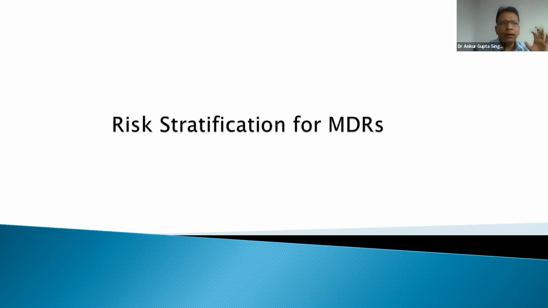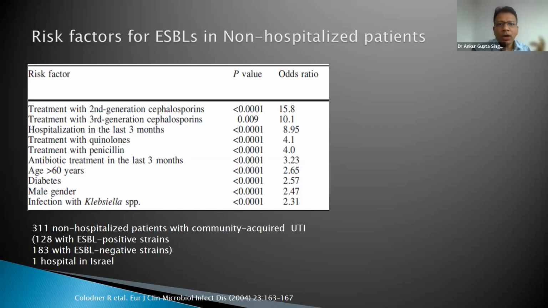MDRs. And basically, there are three big risk factors: prior history of antibiotic intake in the last 90 days, prior hospital or healthcare exposure, and comorbidities like diabetes, renal failure, or an immunocompromised situation. As you will see, what are the risk factors for ESBLs? See, all the p-values are so significant.